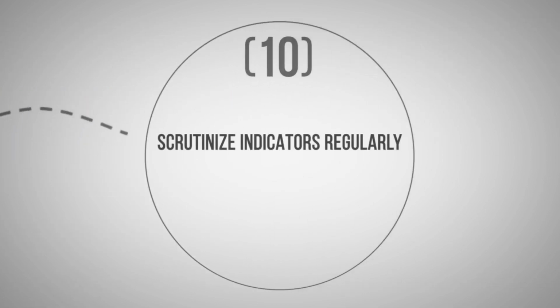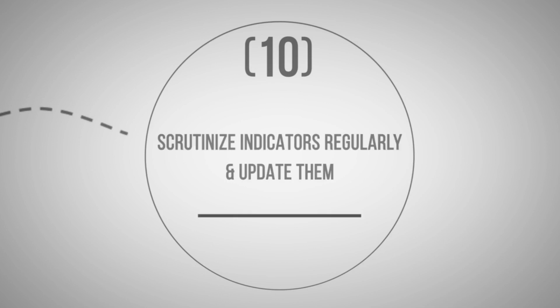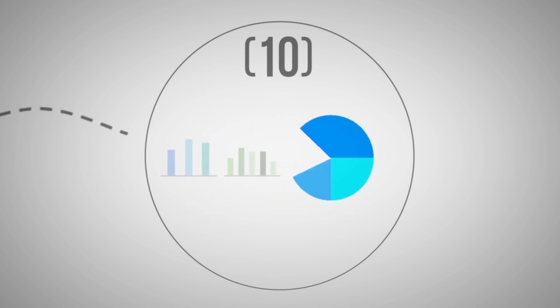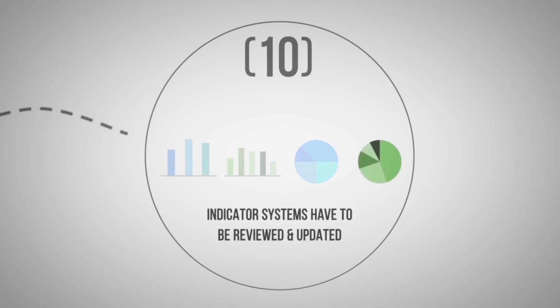10. Scrutinize indicators regularly and update them. Research missions and assessment goals shift over time, and the research system itself co-evolves. Once useful metrics become inadequate, new ones emerge. Indicator systems have to be reviewed and updated.